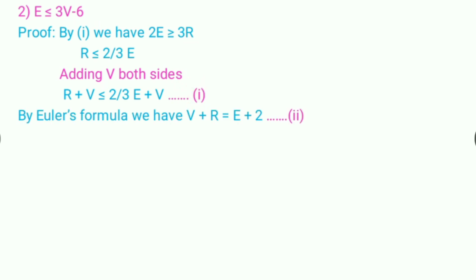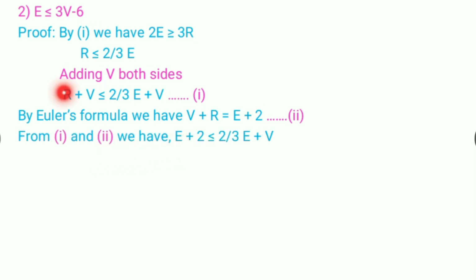Now from Euler's formula we have v plus r, number of vertices plus number of faces, minus number of edges is equal to 2. I have brought the number of edges to the other side. So v plus r is equal to e plus 2. We'll name this equation 2. We'll put equation 2 in 1. Instead of r plus v, put e plus 2. So we get e plus 2 less than or equal to 2 by 3 e plus v.